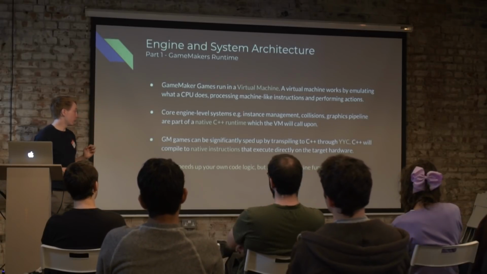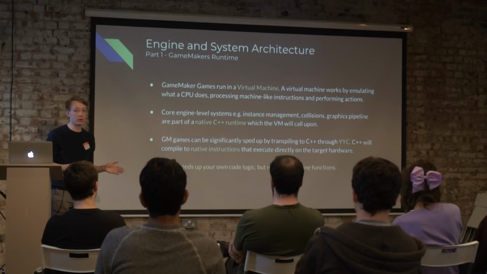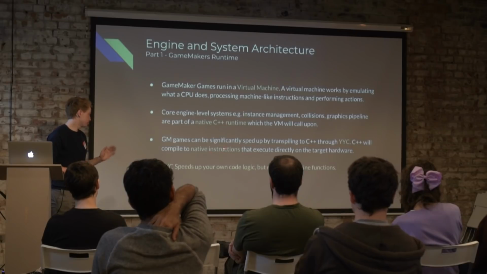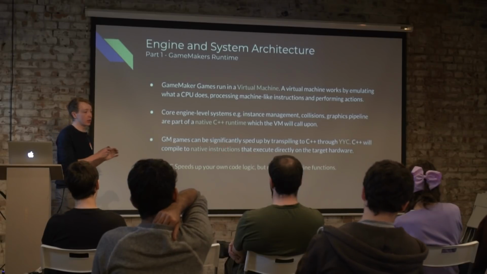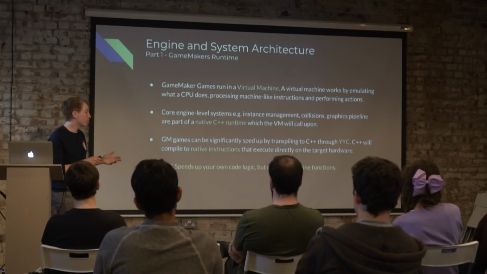You may know that GameMaker also has an option called YYC, which allows you to compile your games down to native C++ code. And the important thing to note here is that YYC only speeds up the code that you write, but not what GameMaker as an engine does. And this is quite a common misconception.